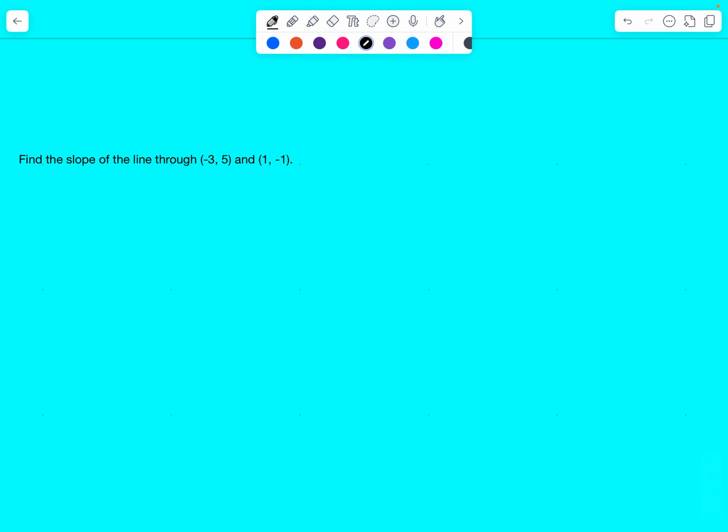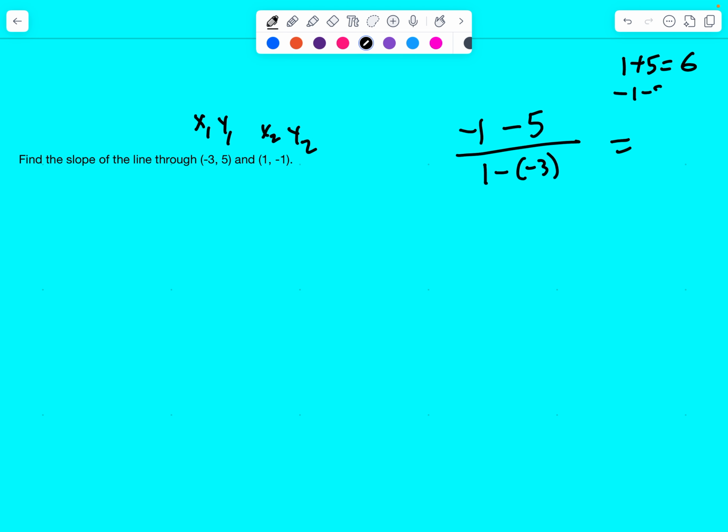Find the slope of the line through (-3, 5) and (1, -1). Same old. We just write x1, y1, x2, y2. -1 minus 5. And then for the denominator, we would have 1 minus -3. -1 minus 5 is the same thing as 1 plus 5, except like negative addition. You add them, you just put a negative sign. That's how I like to do it. So look, -6, and then a negative and a negative make a positive.